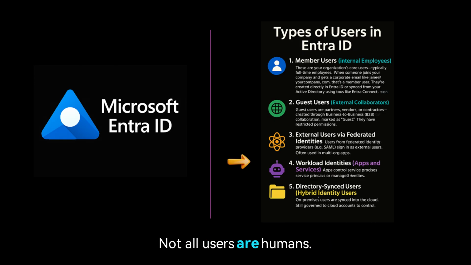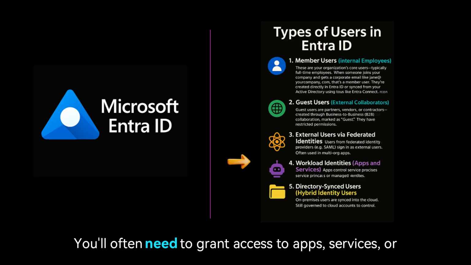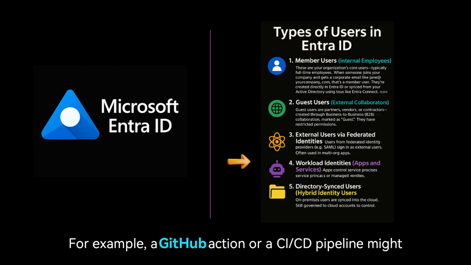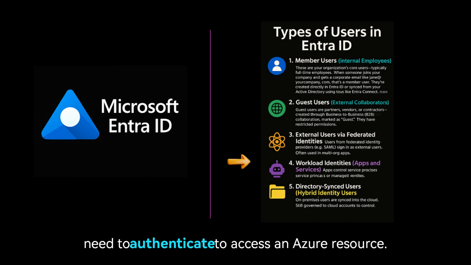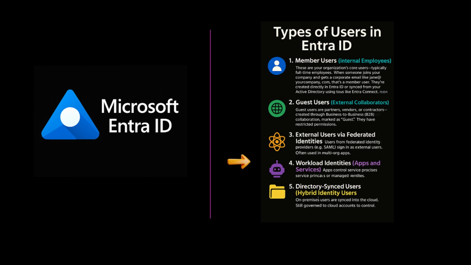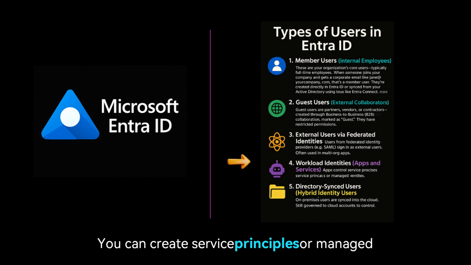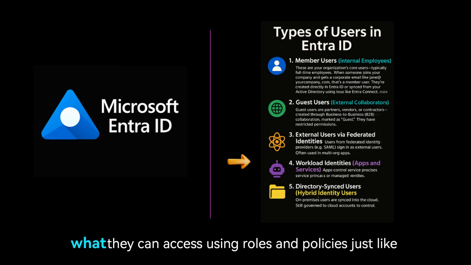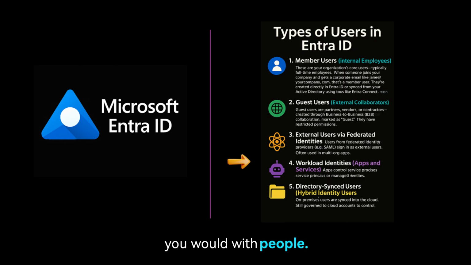Not all users are humans. You'll often need to grant access to apps, services, or automation tools. These are called workload identities. For example, a GitHub action or a CI/CD pipeline might need to authenticate to access an Azure resource. You can create service principals or managed identities for these workload identities and control what they can access using roles and policies, just like you would with people.